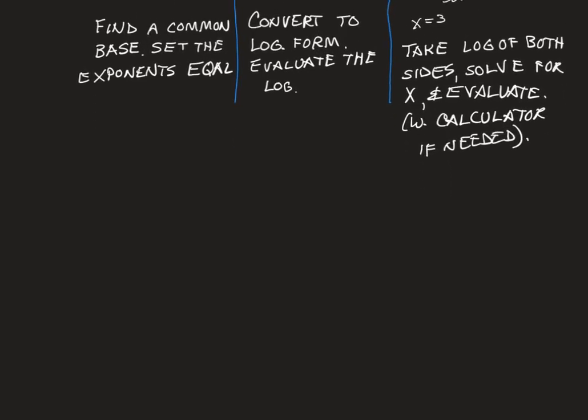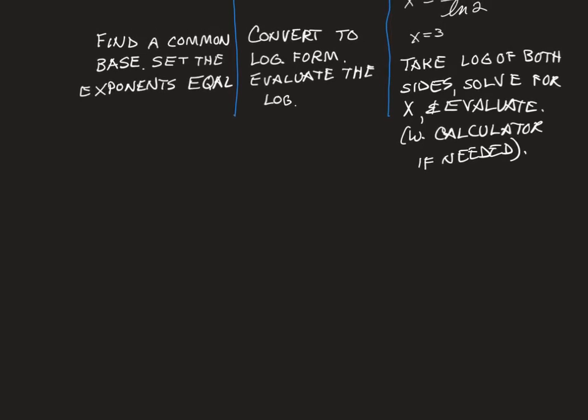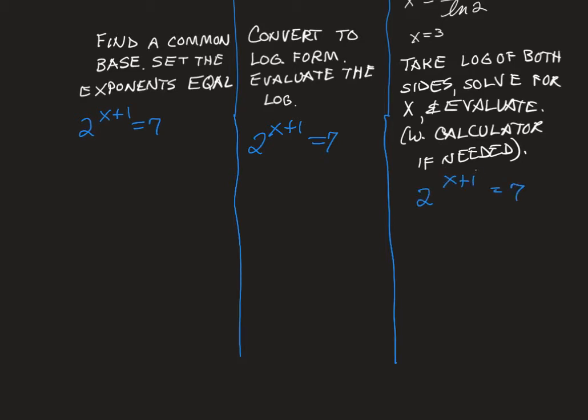So let's take a look at another equation with these three methods. All right, let's look at the equation 2 to the x plus 1 equals 7. Same equation in each of the three methods. And in each case, the expression x plus 1 is the entire exponent. All right? So, can we find a common base for that equation? And the answer is no. This method does not work with that equation.